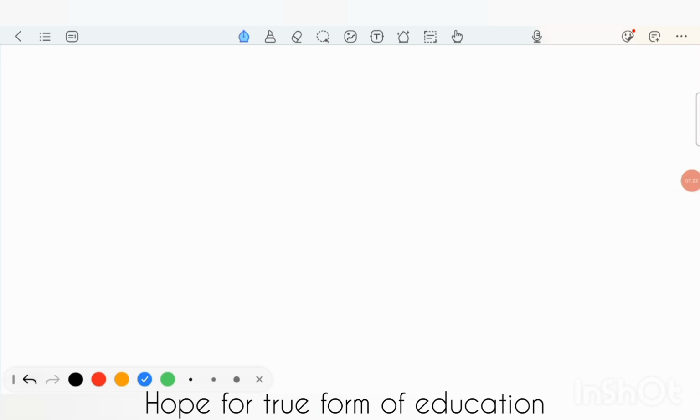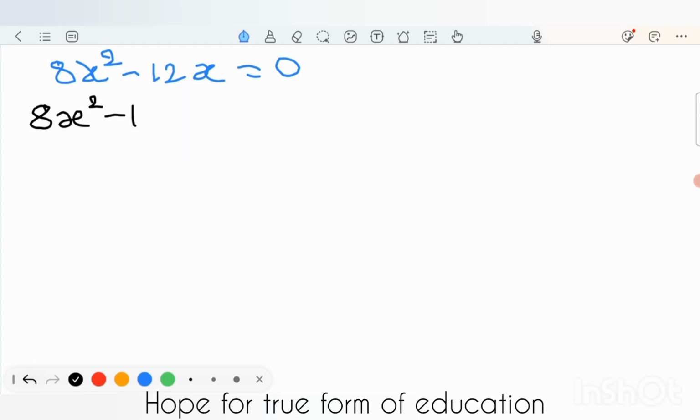So yeah, the next question will be 8x square minus 12x is equal to 0. Okay, what is the difference you find in the equation? So here we don't have c term. So if we don't have c term, that means it is 0. So 8x square minus 12x plus 0 is equal to 0, right?